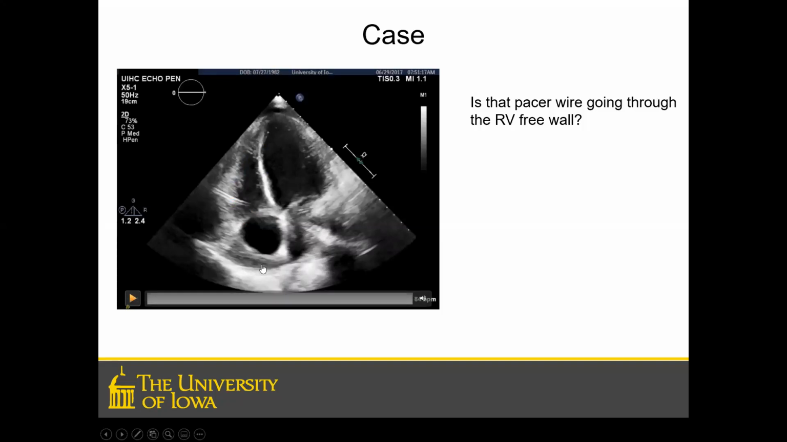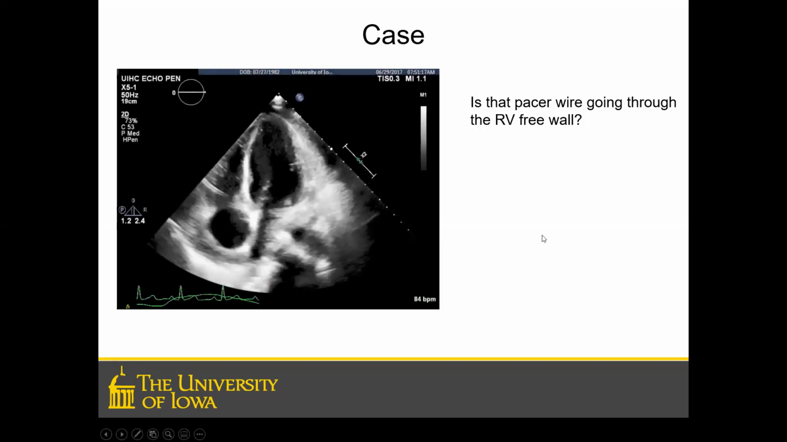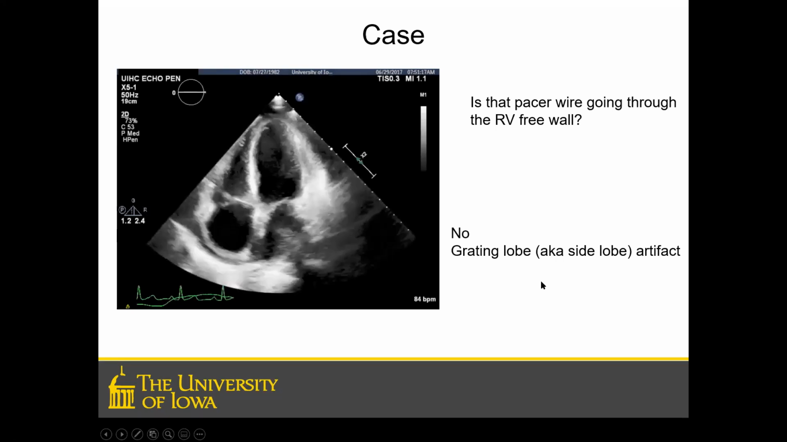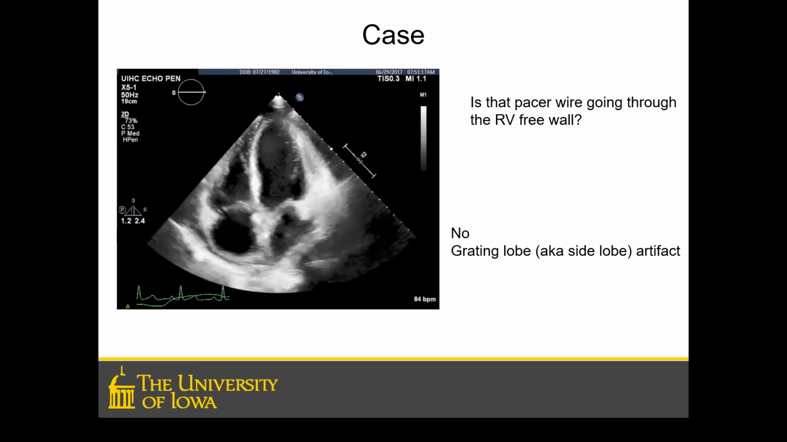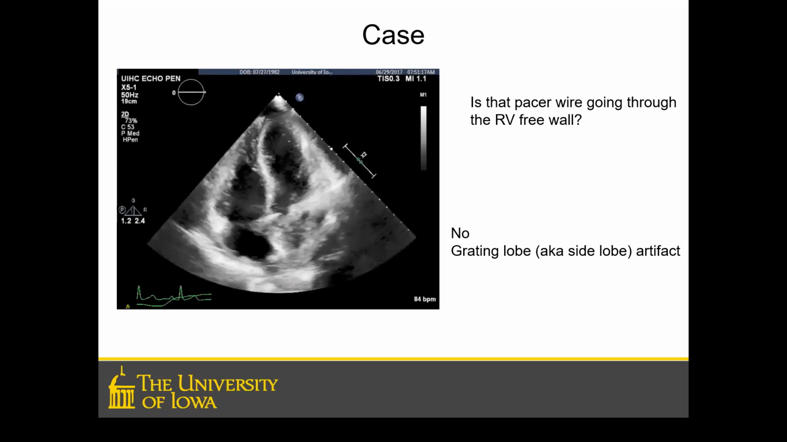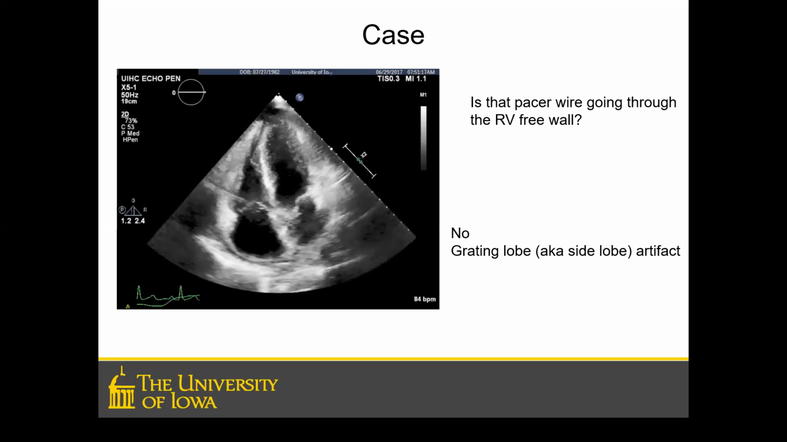Here's another case. Is this pacer wire going through the RV free wall? So I showed you this before. Clearly the answer is no. And this is from a grating lobe, which you'll hear people use the term grating lobe and side lobe a little bit interchangeably. And because of that, you'll even hear people just say lobe artifacts, which I think is a little bit too abbreviated.